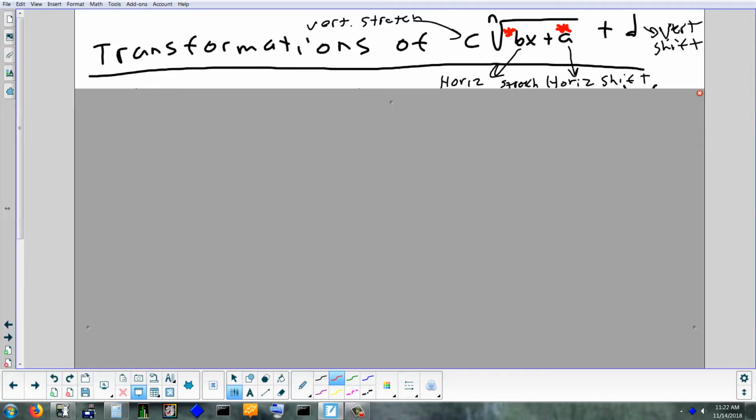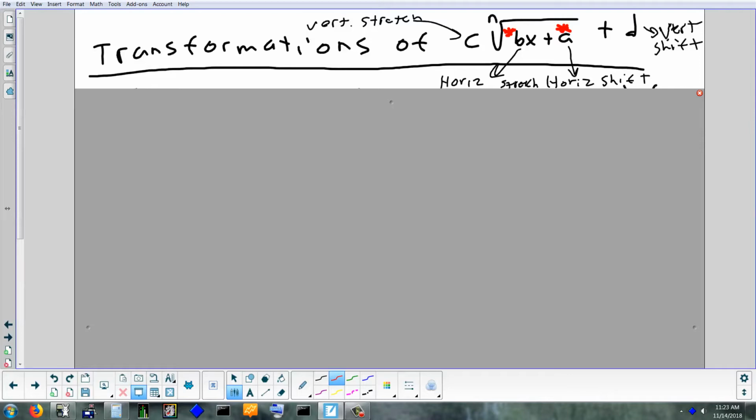C and D don't. They do exactly what you would expect. If you put in a big number for C, it stretches your graph bigger vertically. If you put in a small number for C, it would compress it. If you put in a positive number for D, it goes up. A negative number for D goes down. So C and D are exactly what you would expect.